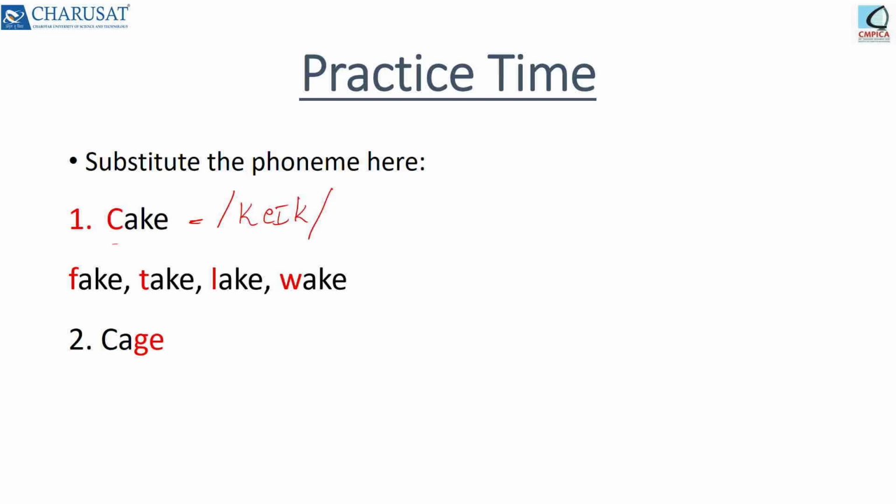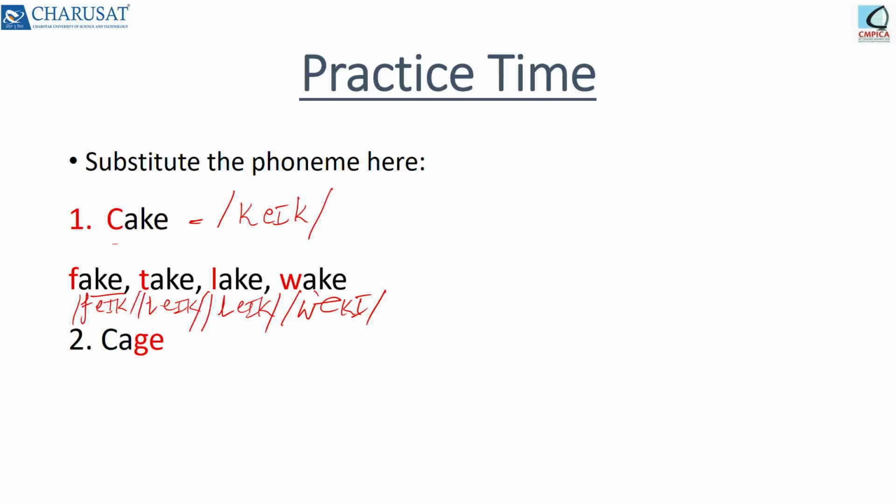So, now if we want phonemes for cake, the "ake" would remain the same, right? "Ake" and "ake." But what differs is, if you put w, it would be wake. If you put l, it would be lake. If you put t, it would be take. And if you put the f sound, it would be fake.